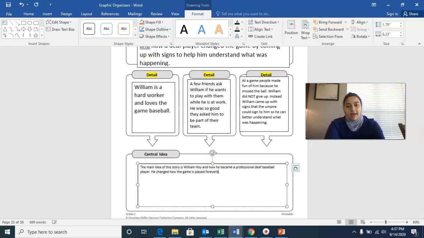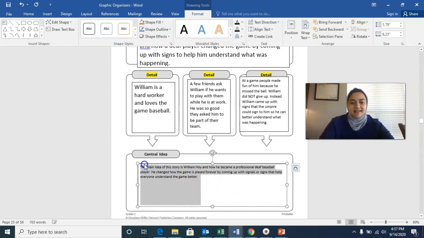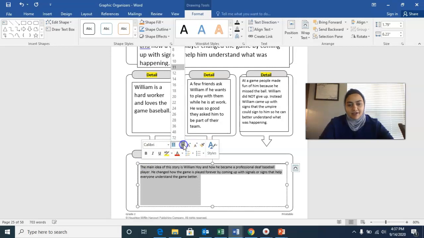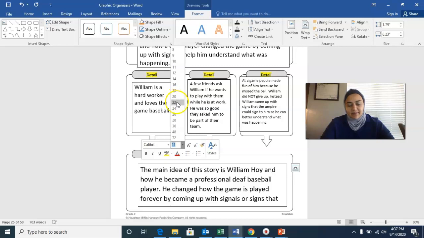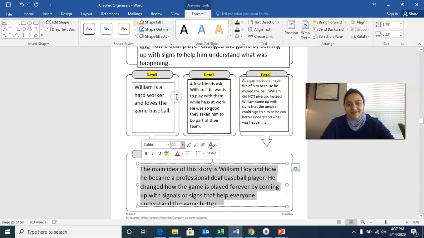How? By coming up with signals or signs that help everyone. It doesn't just help him, it helps everyone. Remember, it helps people in the stands understand what's happening too. That helps everyone understand the game better. Because the people in the stands, in the back, can't hear the umpire talking. Back then they didn't have speakers and all the technology we have now. So it was a big benefit for everybody, not just the deaf.